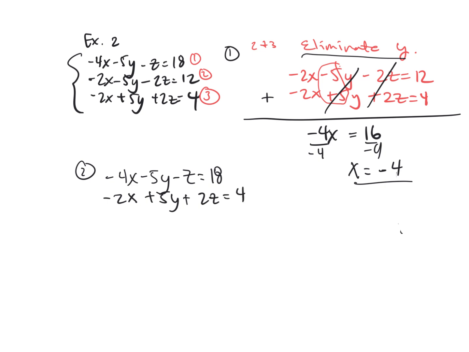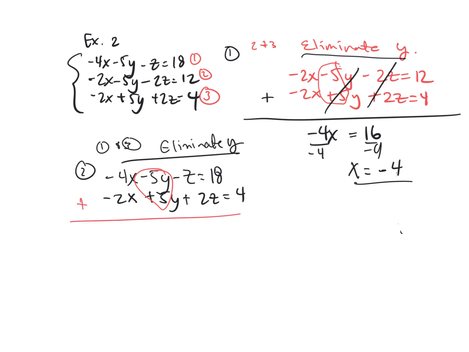So I'm using equation 1 and 3, and I'm still eliminating a y. So they are nice and already opposite of each other, if you see here. So now all I got to do is add. So -4x minus 2x is -6x. The 5 and -5 y's are 0. And then I have -z plus 2z, which is just a z. And then 18 plus 4 is 22.